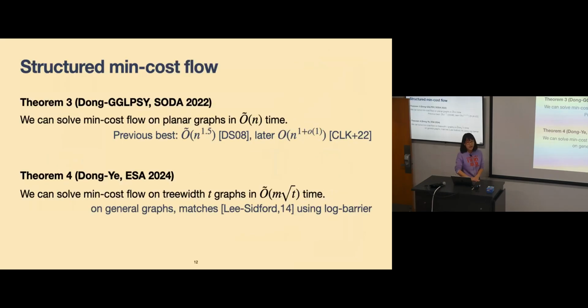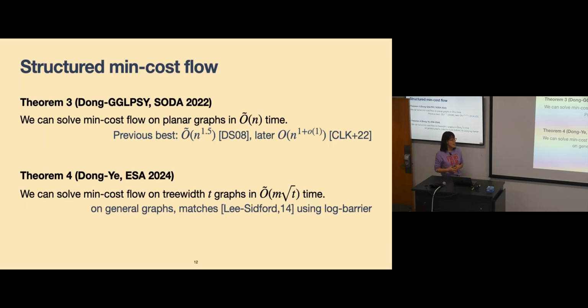Okay, and then for min-cost flow, we have the following results. So for planar graphs, we can do this in nearly linear time. This was an improvement from the previous best, which is n to the 1.5, which was a big result back in 2008. This is Daitch and Spielman.